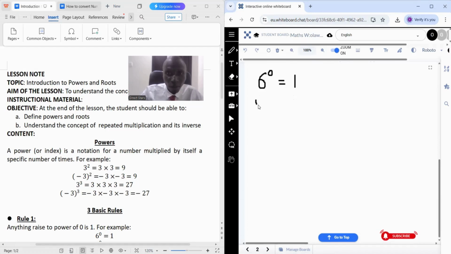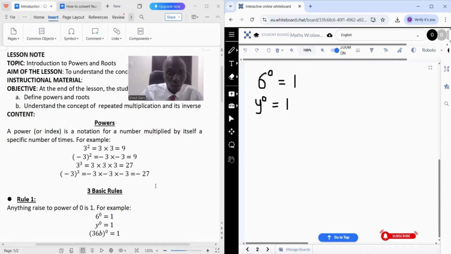We can also have y raised to the power 0, which is a variable. y raised to the power 0 is going to give us 1 because the power is 0. So anything raised to the power 0 is going to give us 1. And also if we have 36b, everything raised to the power of 0, because we have this raised to power 0, we're going to have this to give us 1. So any number, any variable, no matter how large the number is, raised to power 0, we're going to have it to be 1.